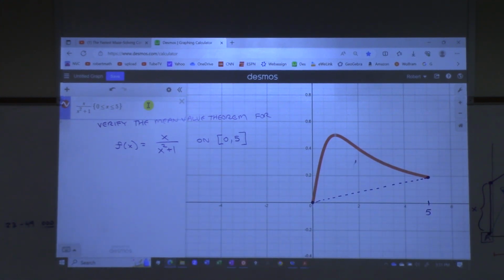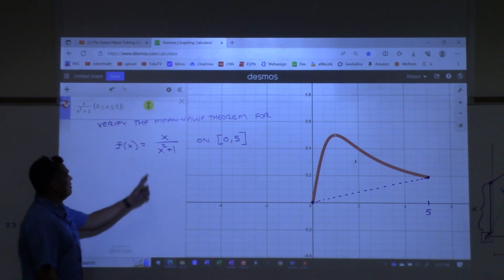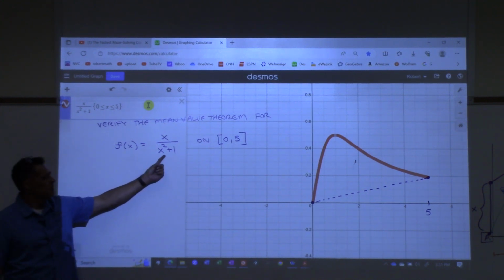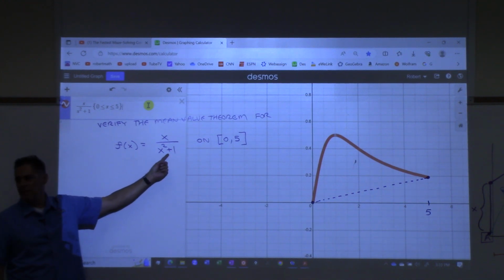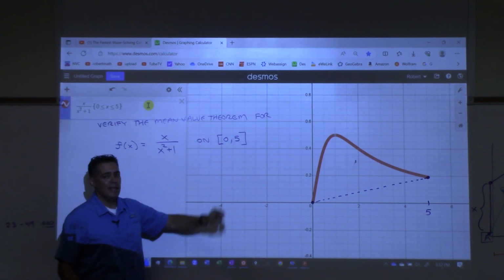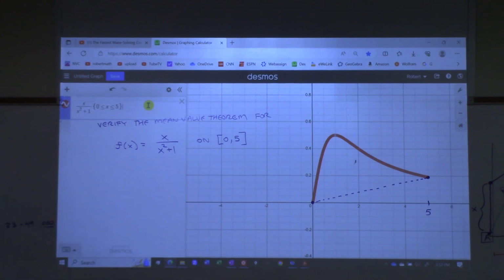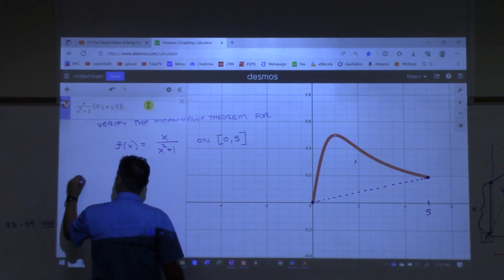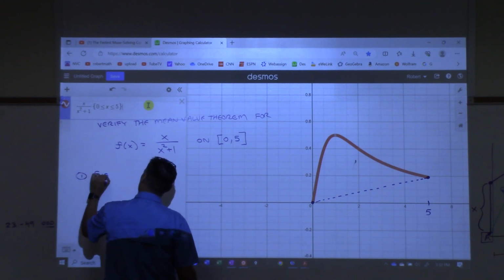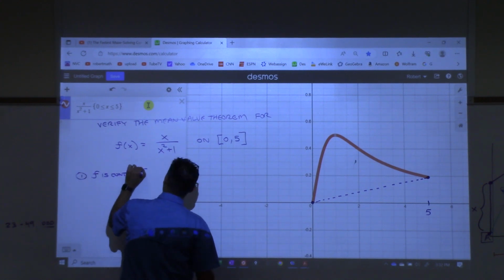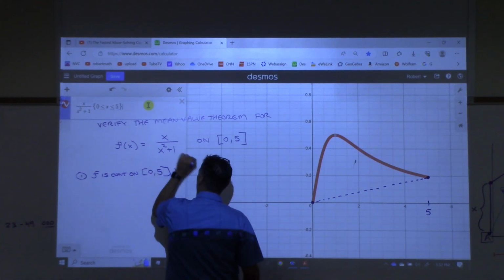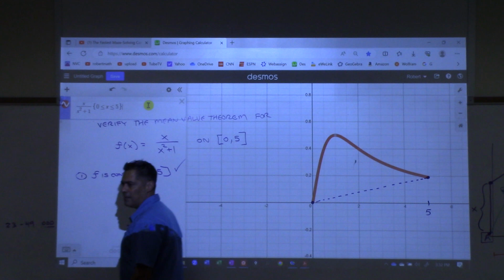Okay, so let's verify it. First of all, what are the conditions? We need that to be a continuous function. Is it? Yeah, because the only thing that could ever be a problem is if the bottom is 0, and the bottom can't be 0 here. So this is continuous on that interval. Is it differentiable on that interval? Well, the only way to know that is to take the derivative and make sure that we don't have any problems with the derivative on that interval. So first condition, f is continuous on 0, 5. Check. That's a visual inspection.